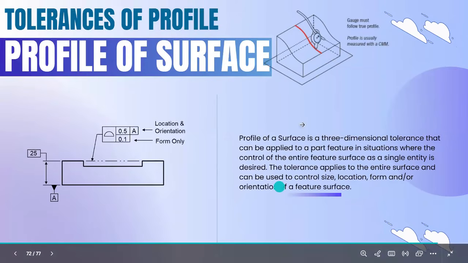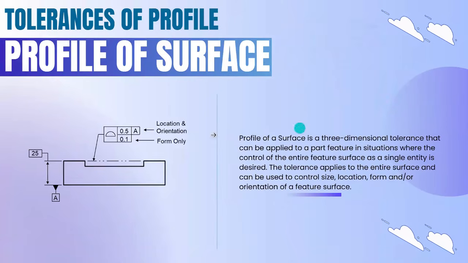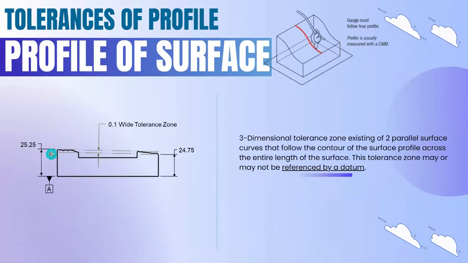So next one is profile of surface. Profile of surface is similar to profile of line. Here it is a 3D feature, so we're going to cover all over the surface. Same, you can see in this left-hand side drawing. It will be two parallel planes because the feature is a plane. So the overall tolerance zone will be 0.1. Here the location has been mentioned. So with respect to this location and form and then orientation, the feature should be controlled within this tolerance zone.